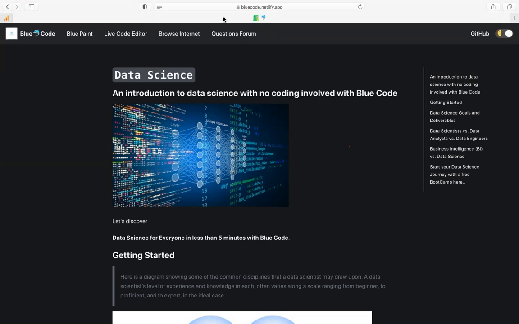So data can be in the form of numbers. Data can be in the form of video. Data can be in the form of picture. We have a whole lot of types of data that come together.